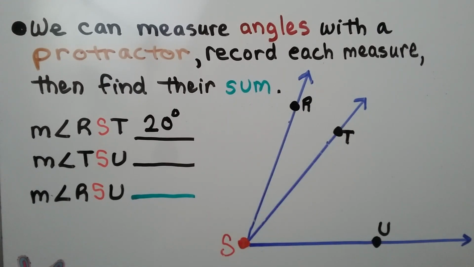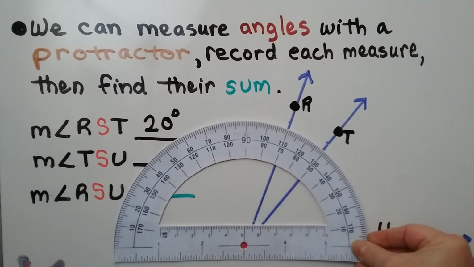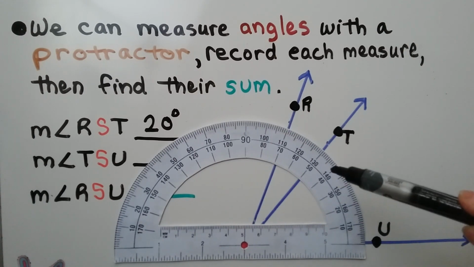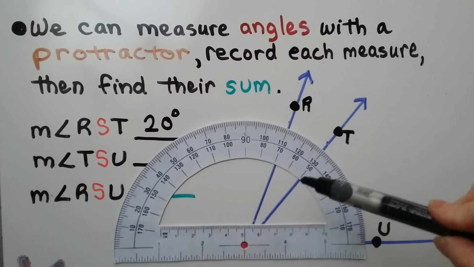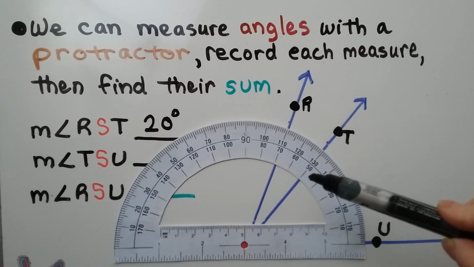Now we need to find the measure of angle TSU. That would be this angle. So again, we're going to line up the center of the bottom of the protractor with this vertex S, like this, and then we're going to line up the 0 mark right here near point U, and if you look, we can see that this is 50 degrees. We know it's not 130 because this is less than a right angle, isn't it? So we see this one's 50 degrees.